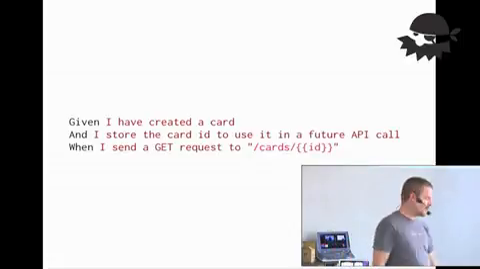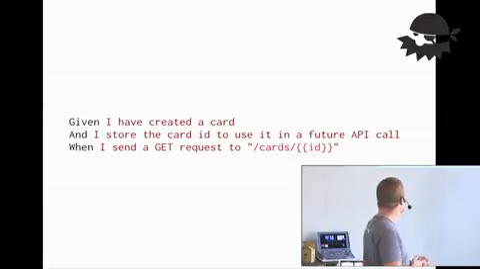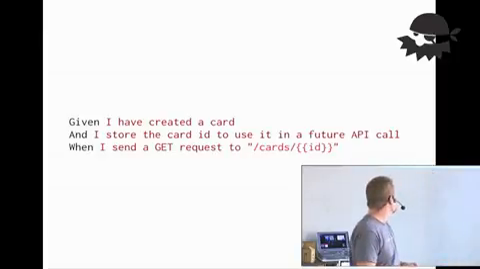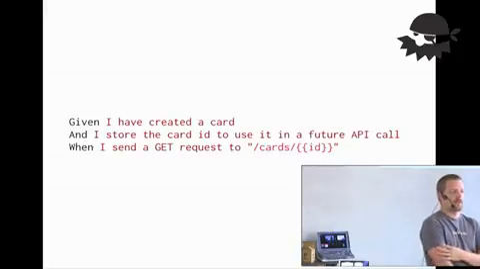and say, okay, what we're going to do is we actually want to construct a card in advance, all right? And then I'm going to store that card ID as if I were a client, so I can use it in a future API call. And then when I send, I'm going to actually send a GET request to the resource, and then notice I have the double brackets there, double curly braces.